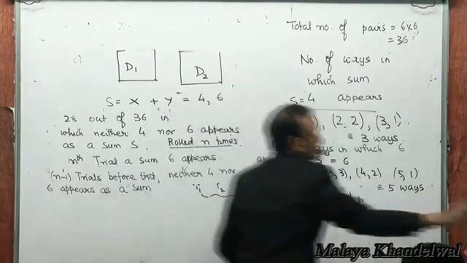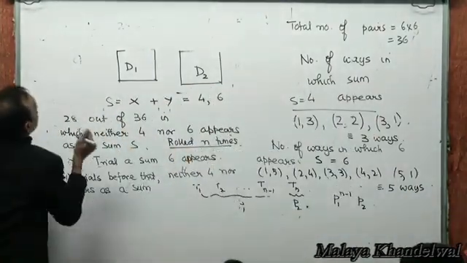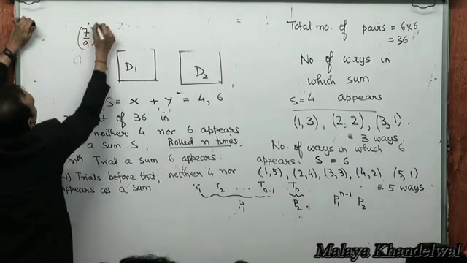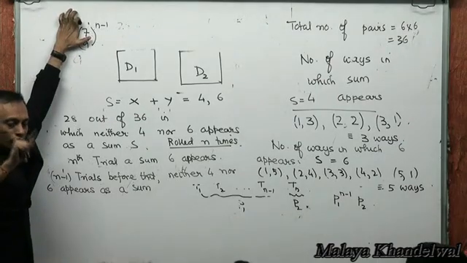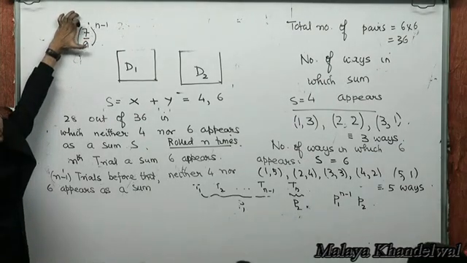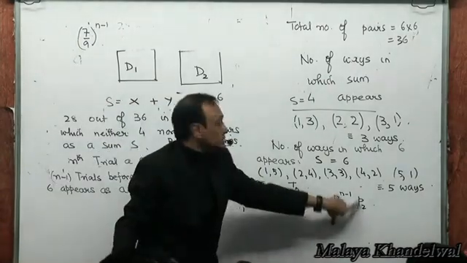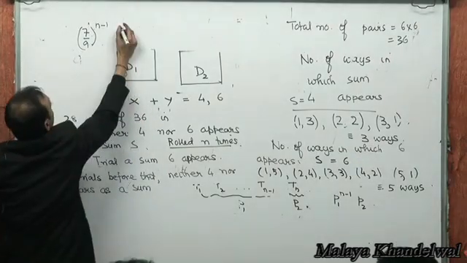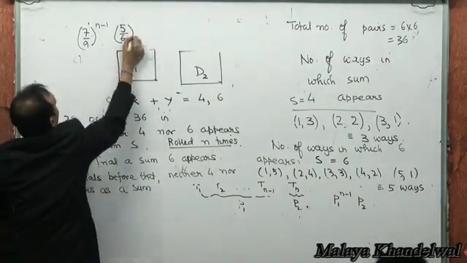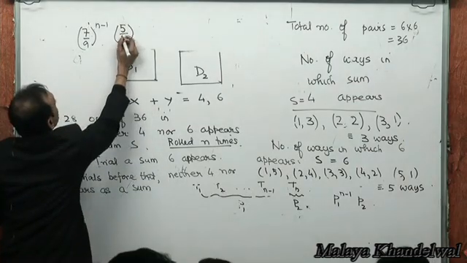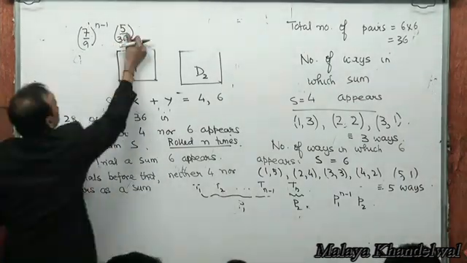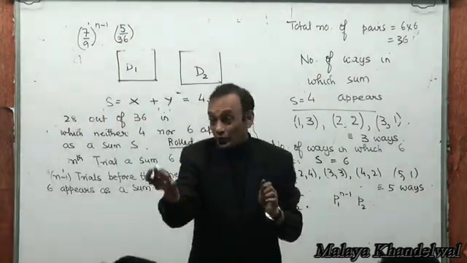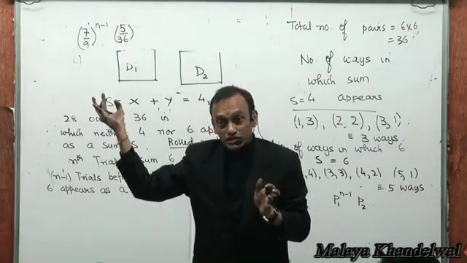So the probability is going to be, P1 was what? 7 by 9, right? 7 by 9 to the power n minus 1, which is 4 or 6 not appearing in the first n minus 1 trials, and then P2, which is 5 by 36, that means 6 appearing as a sum in the nth trial. Alright, but n could have been 1, n could have been 2, n could have been 3, n could have been infinity. Yes or no?